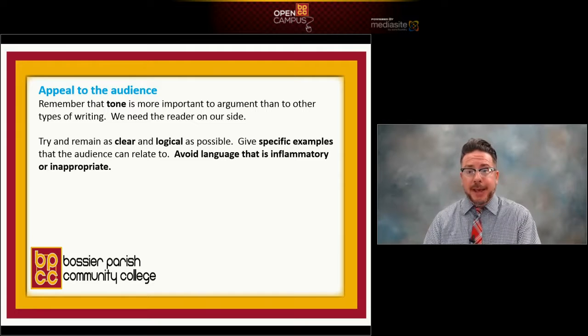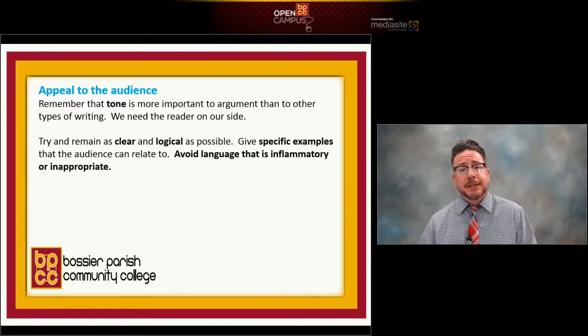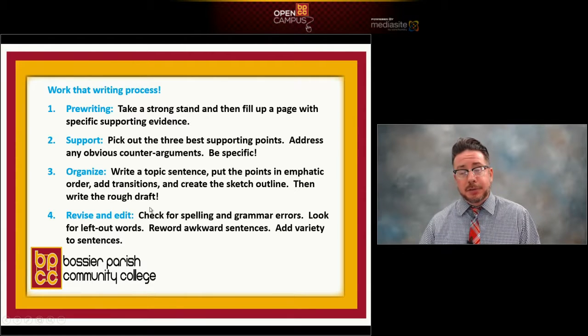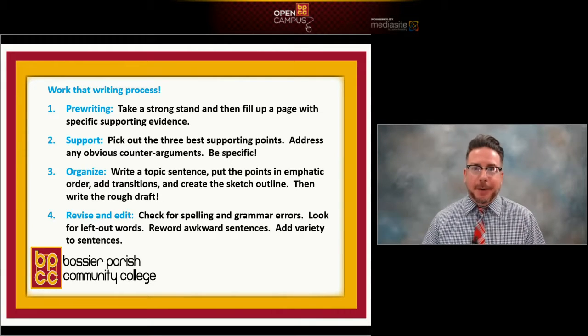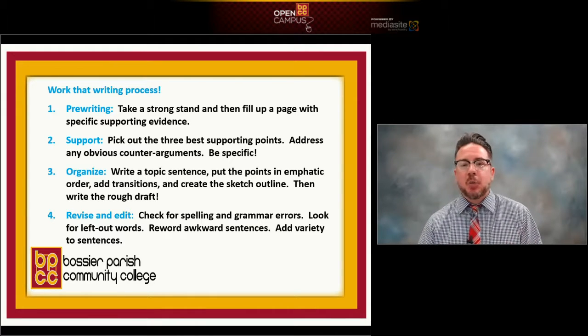So how do we do that? We'll try to remain as clear and logical as possible, give specific examples that your audience can relate to, and most of all, avoid language that is inflammatory or inappropriate. You don't want to call someone stupid who doesn't agree with you. You don't want to paint the opposing side as immoral or anti-American or things like that, because that's not going to bring anyone over to your way of thinking. You're actually going to alienate anyone who might disagree with you.